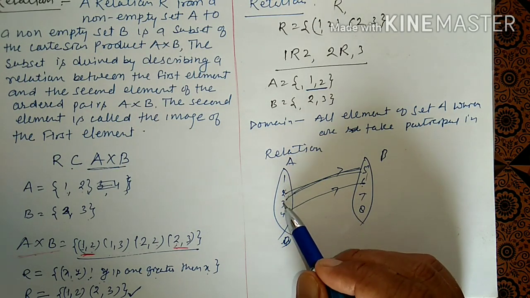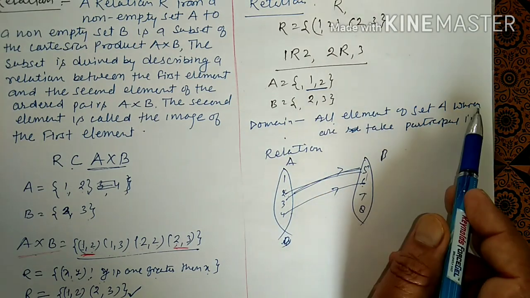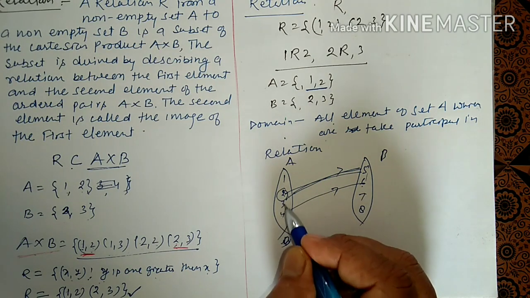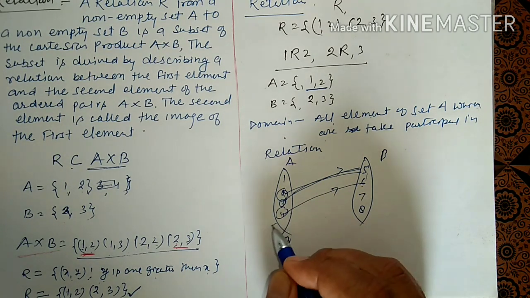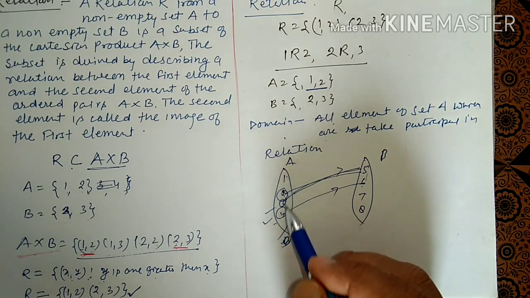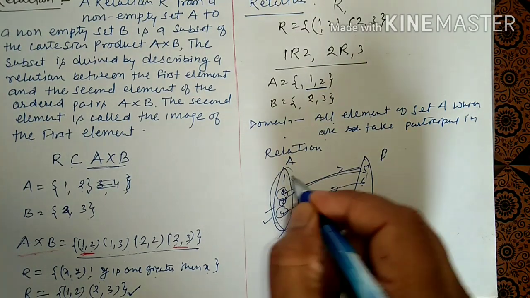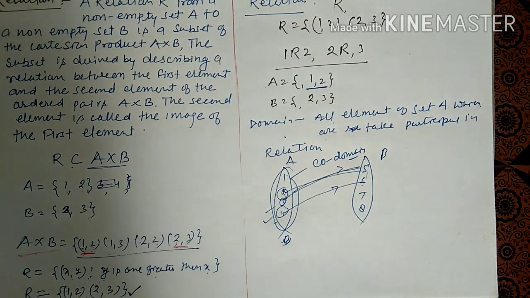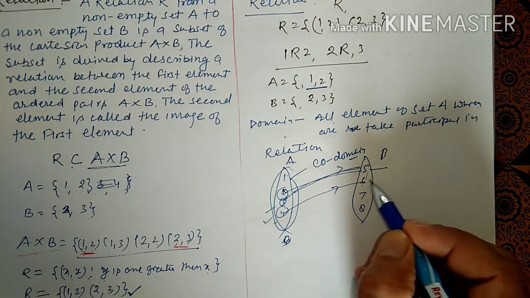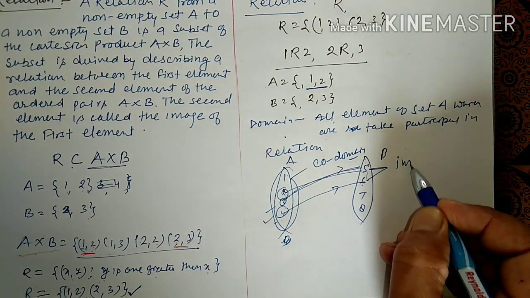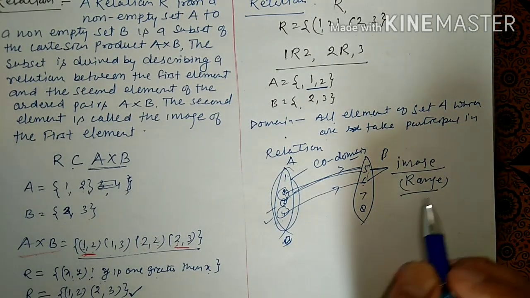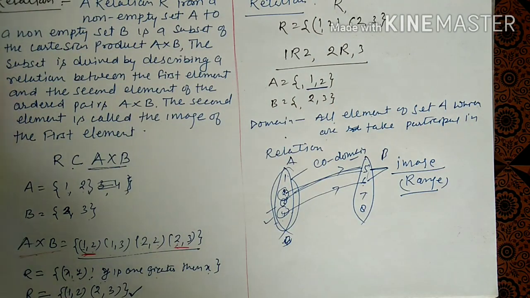So 3 and 4 is called the domain. All the elements of set A which participate in the relation. So what is domain? This 3, 4 is called the domain. Clear? And the remaining elements are called the codomain. All these elements are called the codomain. Clear? And the second element is called the image, or we can say range. We will discuss domain and range in our next video.